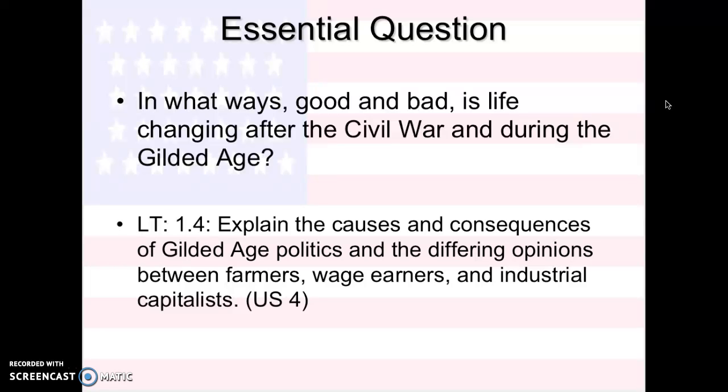And the essential question still is, in what ways, good and bad, is life changing after the Civil War and during the Gilded Age? And the learning target: Explain the causes and the consequences of Gilded Age politics and the differing opinions between farmers, wage earners, and industrial capitalists.